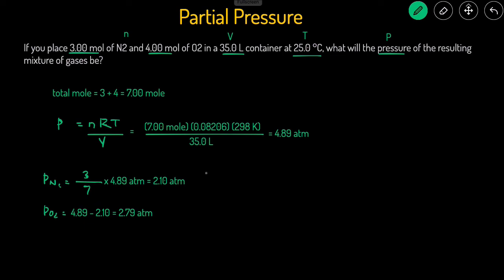Or the other way we can do it is just use the ideal gas law, but only use the moles of the particular gas. For example, if we were trying to figure out the partial pressure of N2, let's just take this right here, and we will only use the moles of N2. So we would just use 3 moles of N2 instead of the total 7 moles. By just using the moles of N2, we'll get the pressure of N2. And then that comes out to be 2.10 atm as well. That's how you would do partial pressure problems.